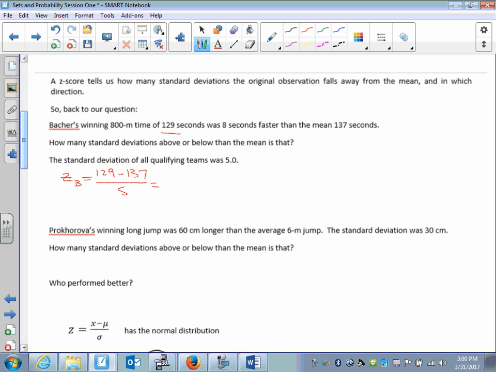129 minus 137 is, well, what is it? It's negative 8. So we get negative 8 over 5, which is negative 1.6. So Bacher's score was 1.6 standard deviations below the mean. And here, below the mean is better.